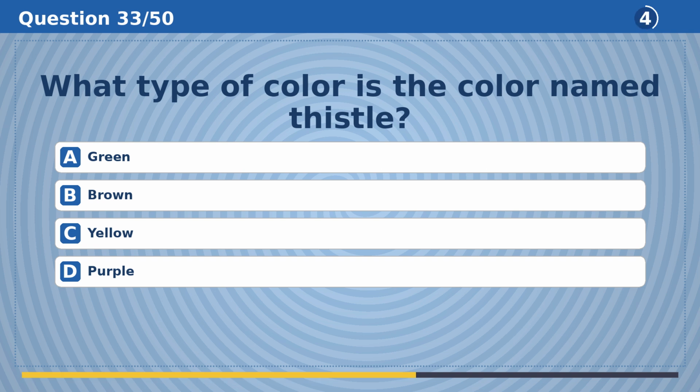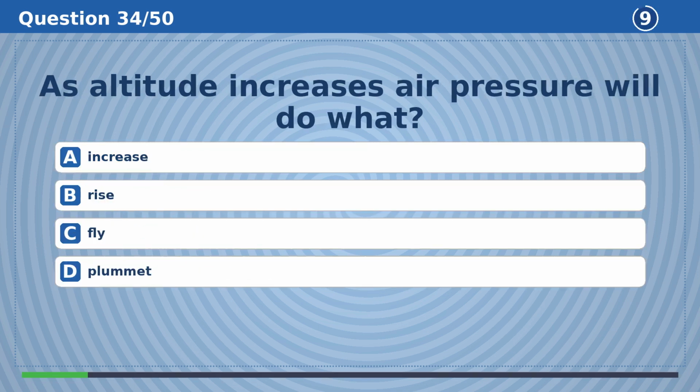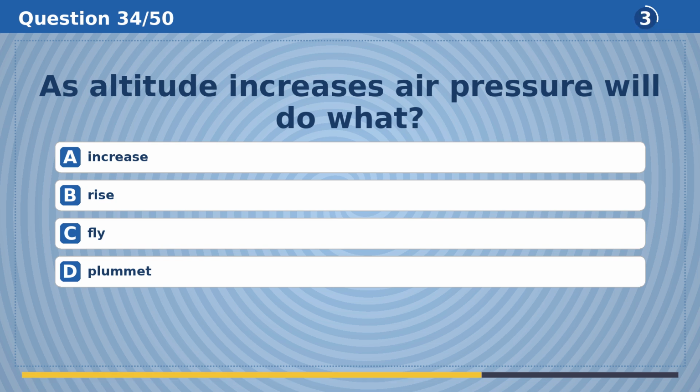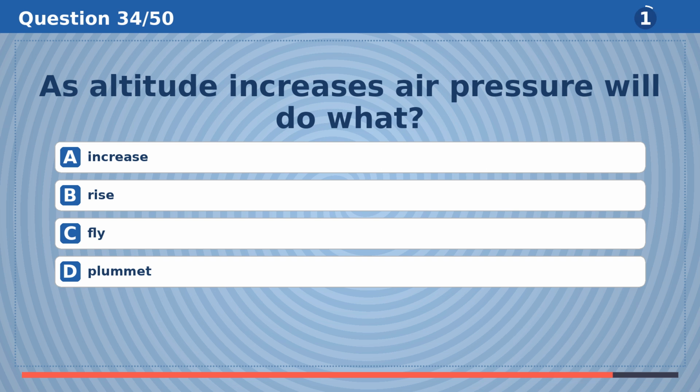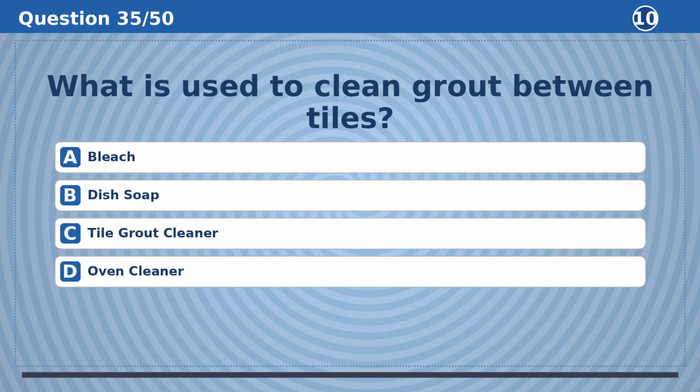What type of color is the color named thistle? The answer is D, purple. As altitude increases, air pressure will do what? The answer is D, plummet.